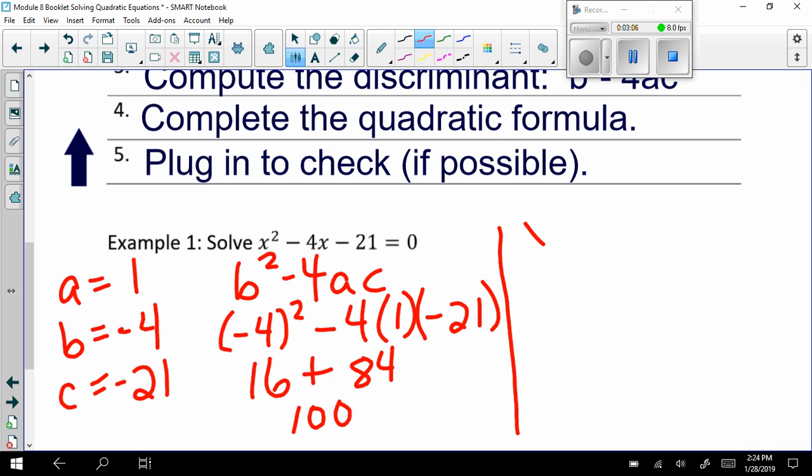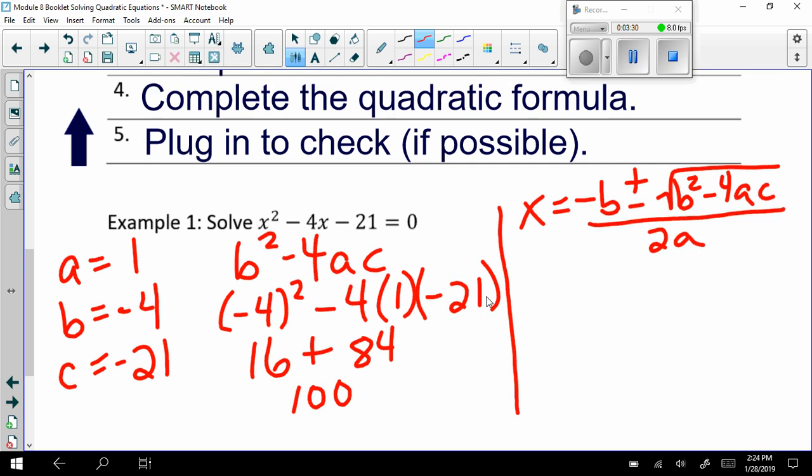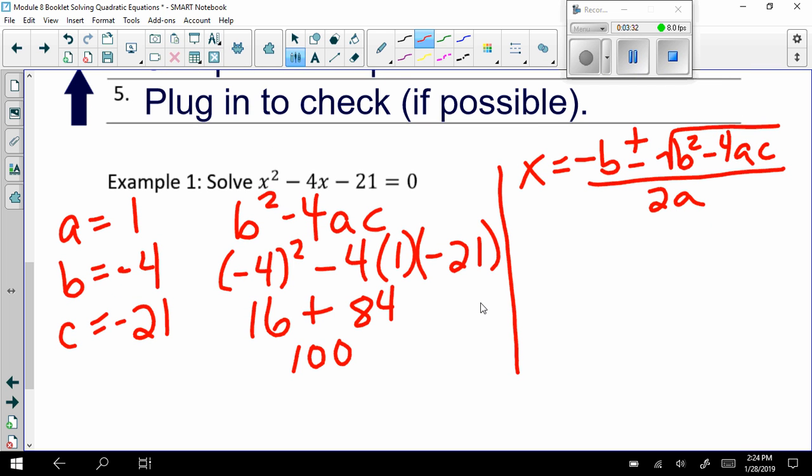This time I'm actually solving. So when we were doing the discriminant before, I was just saying how many solutions. Now I'm asked to actually solve. So, quadratic formula is negative b plus or minus the square root of b squared minus 4ac all over 2a. I do want you to write it because that's a formula that we're going to use often enough throughout the rest of your math classes. It's worth memorizing.